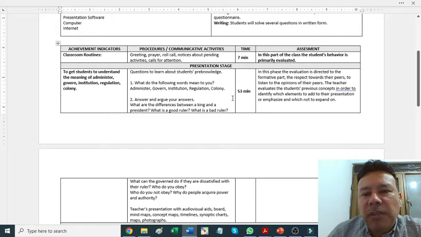In this phase, the evaluation is directed to the formative part: the respect towards their peers and listening to the opinion of their peers. The teacher evaluates the students' previous concepts in order to identify which elements to add to the presentation or emphasize and which not to expand on.